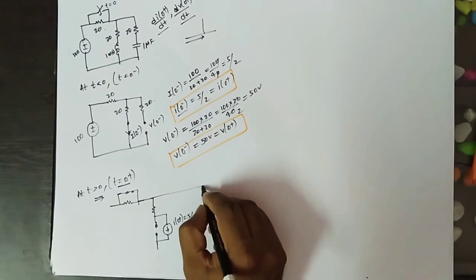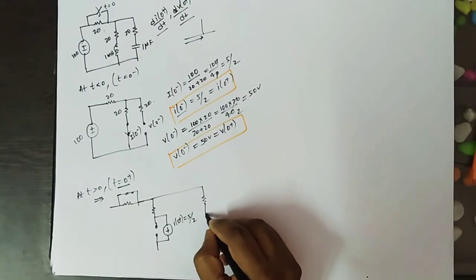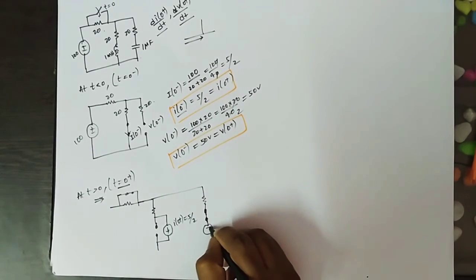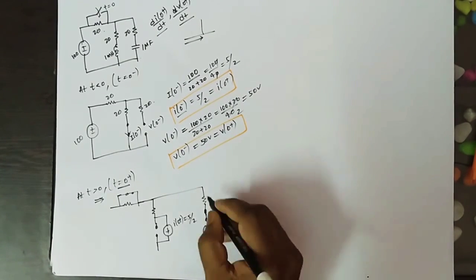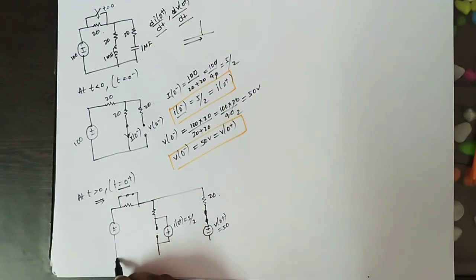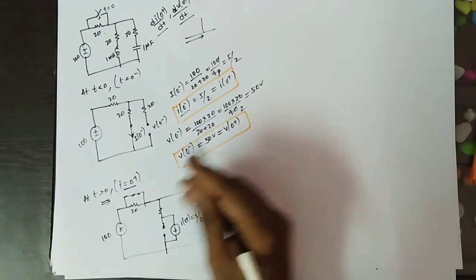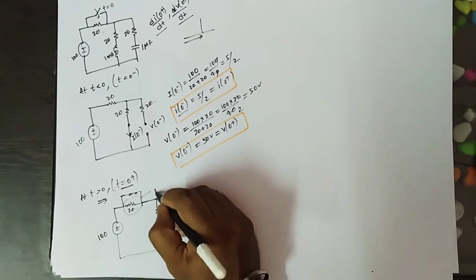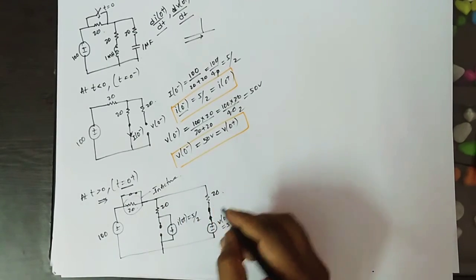And again the capacitor will behave as a short circuit at t equal to 0 plus condition and will have a source in series with it, with a value of V of 0 plus, that is equal to 50 volts. So this is the main notation you have to keep in your mind. This is 100 ohms, this is 20 ohms. Now since this is shorted, no current will flow through this 20 ohms, this will be inactive. Okay, 20 ohms, 20 ohms, 20 ohms.